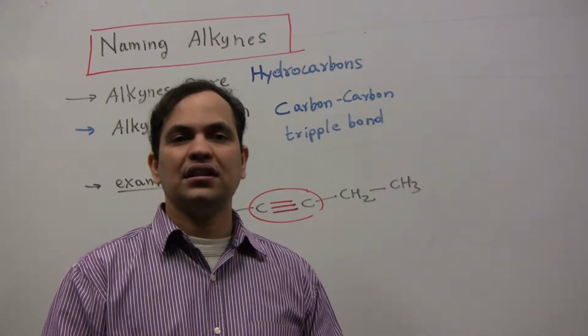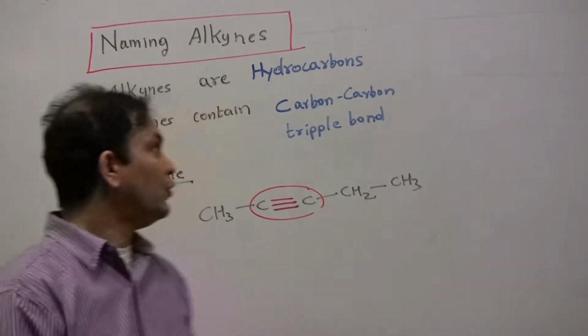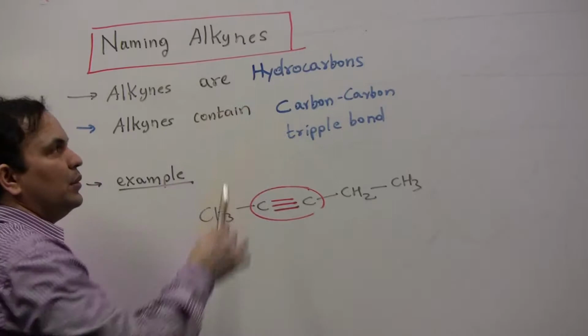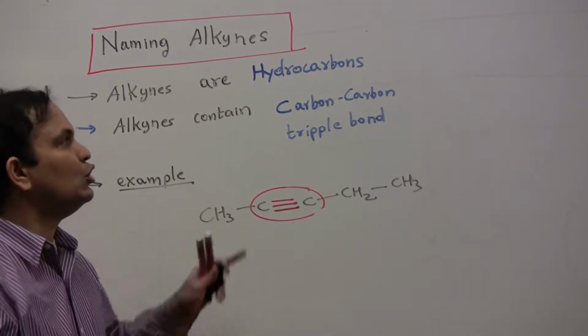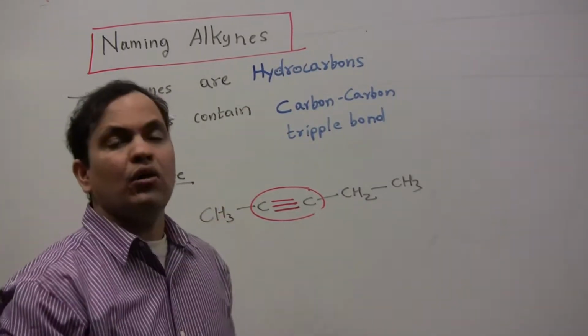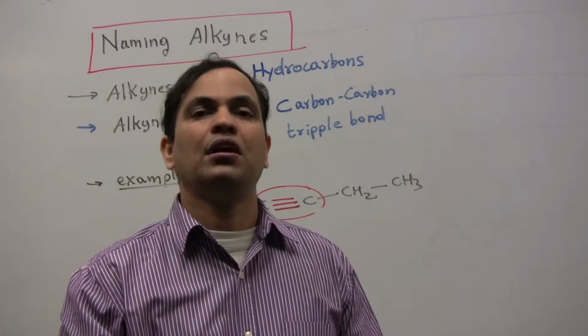So today we will discuss how to name alkynes. So first thing, alkynes are hydrocarbons. Second thing we should know, alkynes always contain at least one carbon-carbon triple bond.